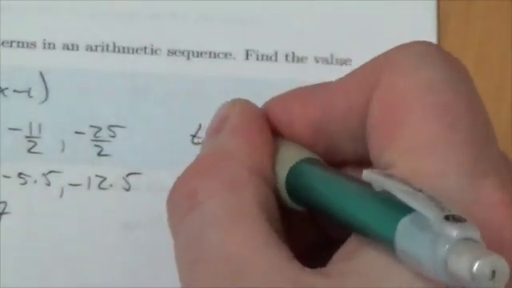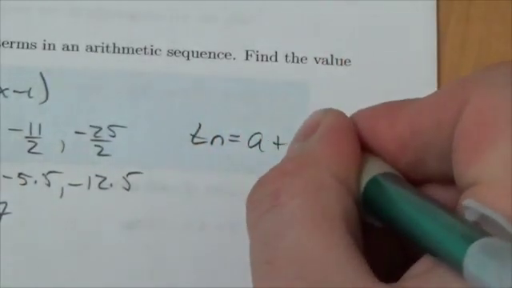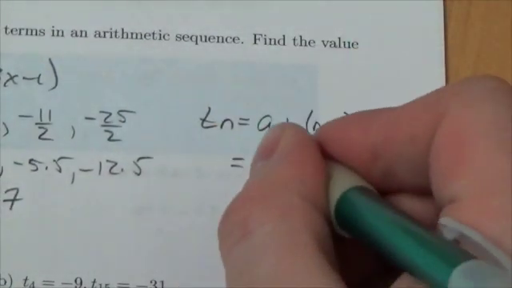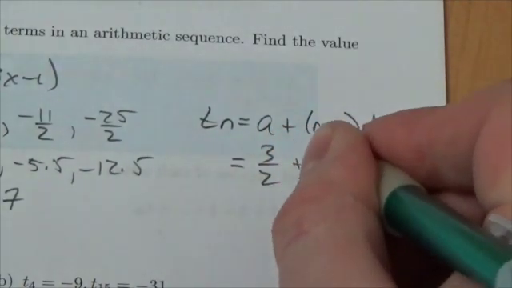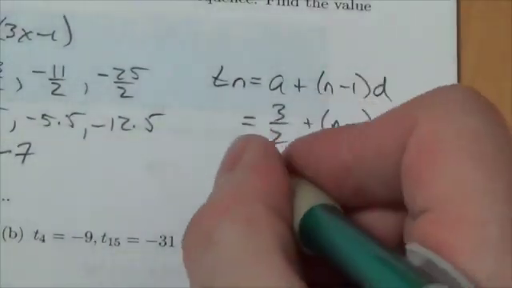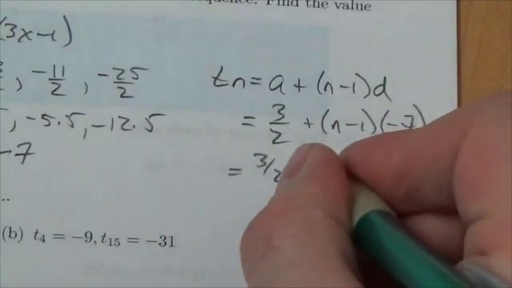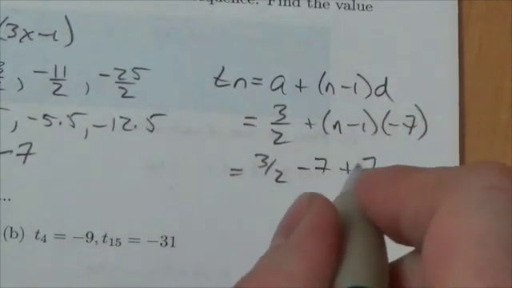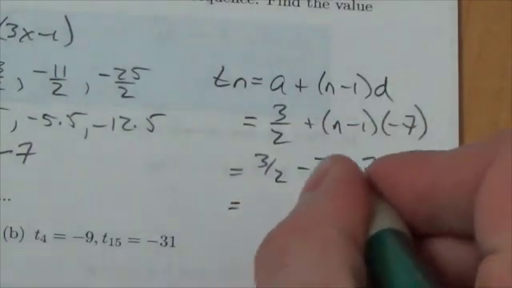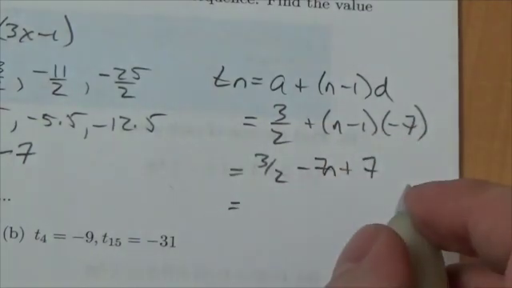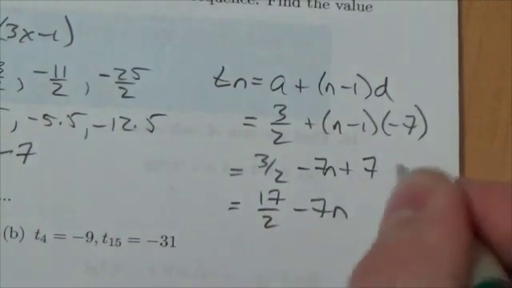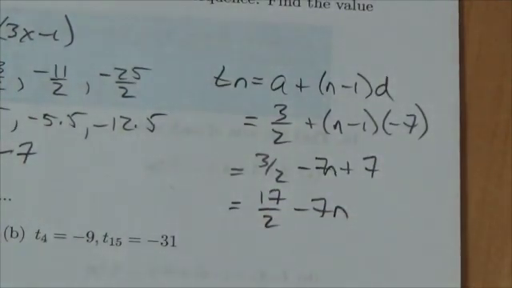So now, I already figured out that the first term was 3 halves, or 1.5, so now I can go and write the general term, which is going to be a plus n minus 1 times d. And we know that in general here, we're going to start with 3 halves, and add n minus 1 times negative 7. Now maybe we should tidy that up a little bit by multiplying through the negative 7 here, negative 7n, and then putting those together. If we add those together, what does that become? 17 halves minus 7n ends up being our general term when we add those pieces together.